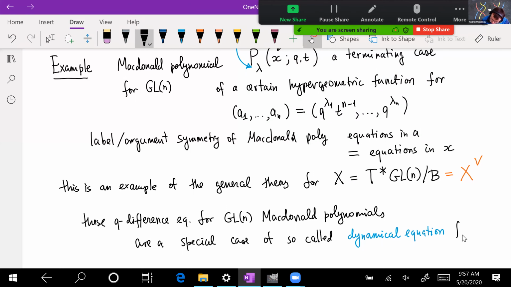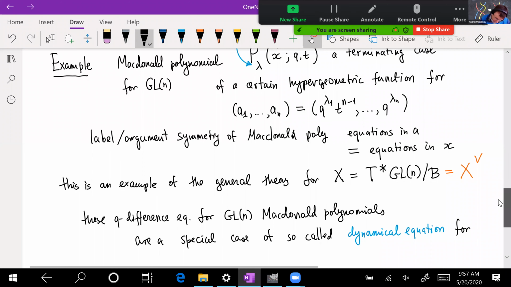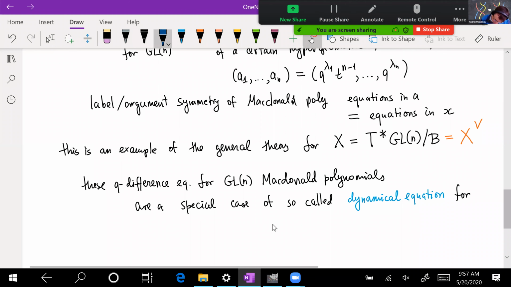Equations for the dynamical equations of Okounkov and Enumerative.